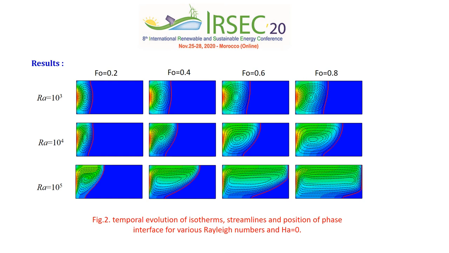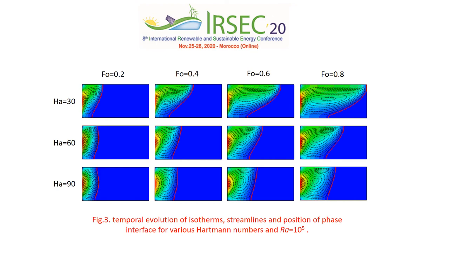The results. This figure illustrates the evolution of the isotherm lines, streamlines, and melting interface position at different dimensionless times with the absence of a magnetic field. Increasing the Rayleigh number increases the heat convection circulation zone, particularly at the top of the cavity and in the vicinity of the wall. This can be explained by the developing heat convection in the upper zone of the cavity by the buoyancy force.